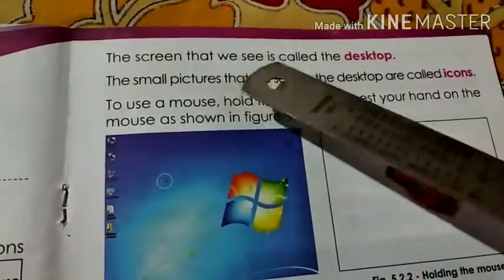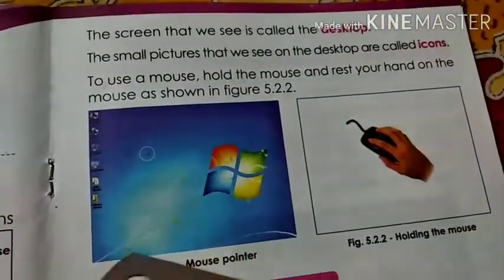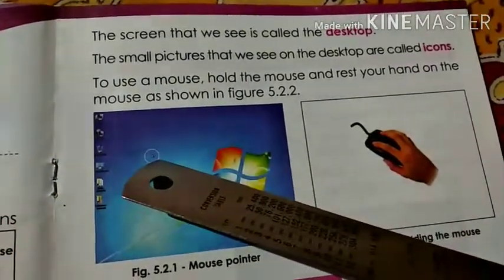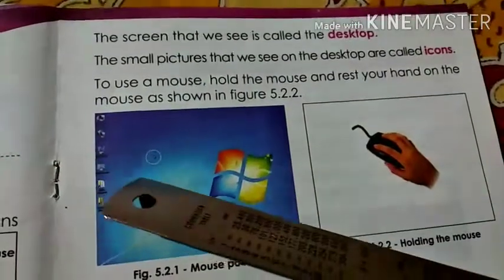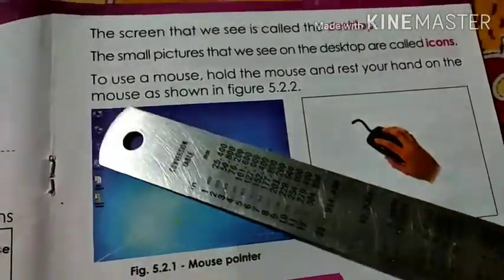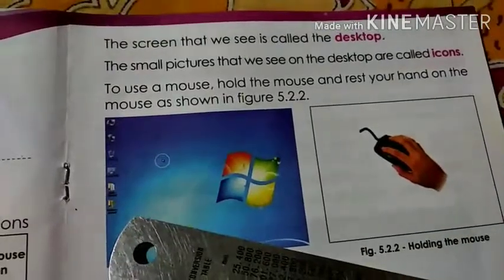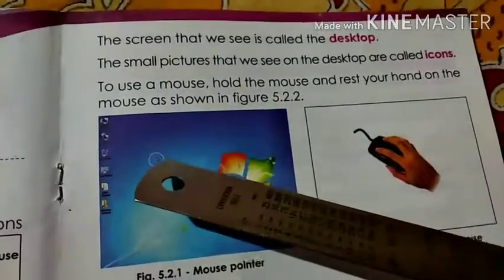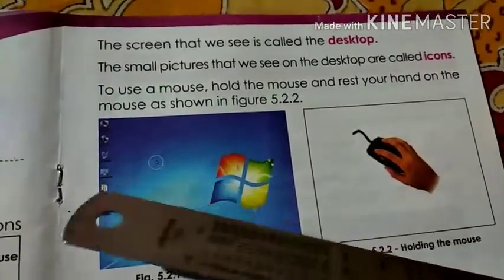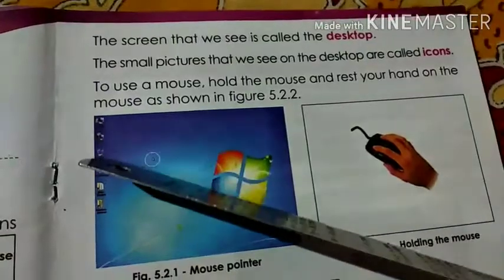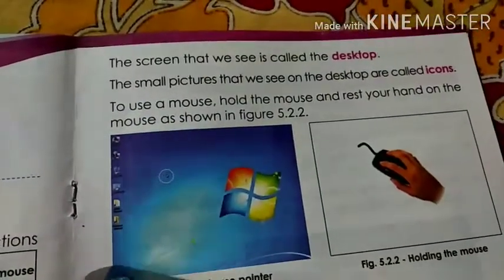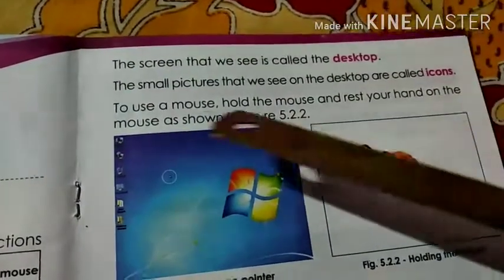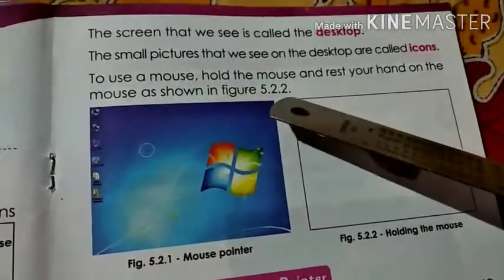The screen that we see is called the desktop. So this screen is called the desktop, this arrow is the mouse pointer, and the small pictures you can see over here are called icons. To use a mouse, hold the mouse and rest your hand on it as shown in figure 5.2.1.